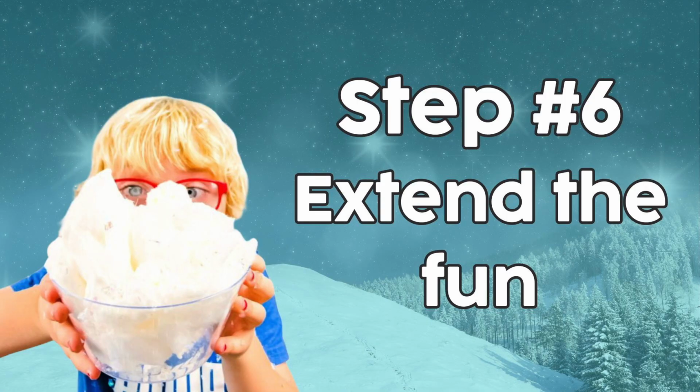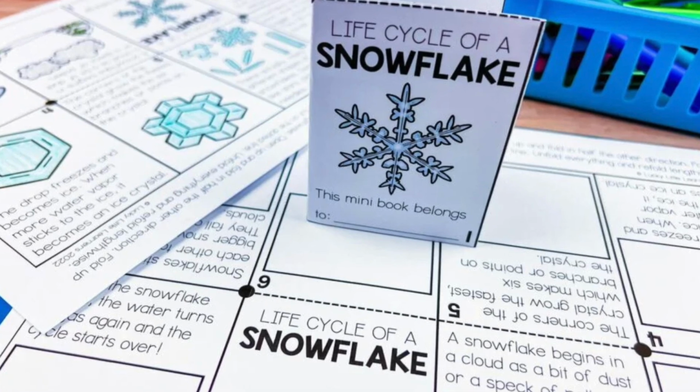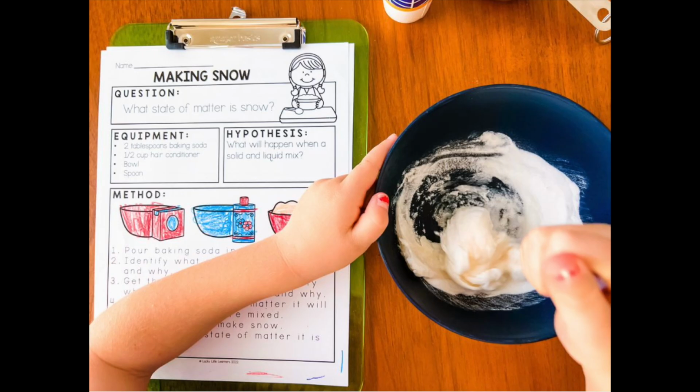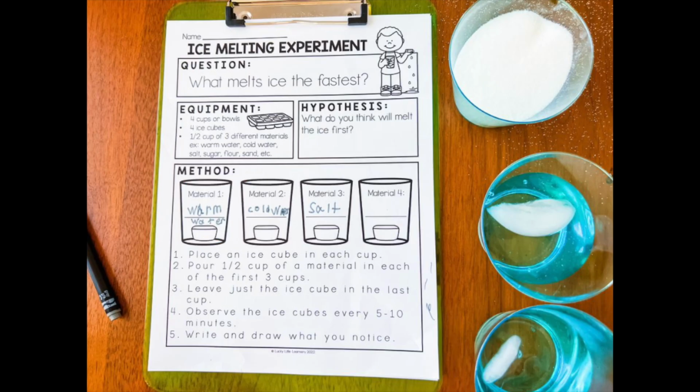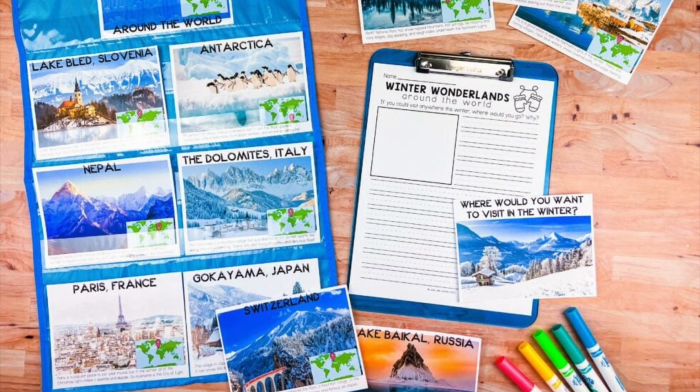Step 6 is extend the fun, and this is where we'll throw in some STEAM and social studies activities. Try states of matter activities, a study on the life cycle of a snowflake, or try a science experiment like making snow or melting ice cubes. Lastly, take your students to winter wonderlands around the world.